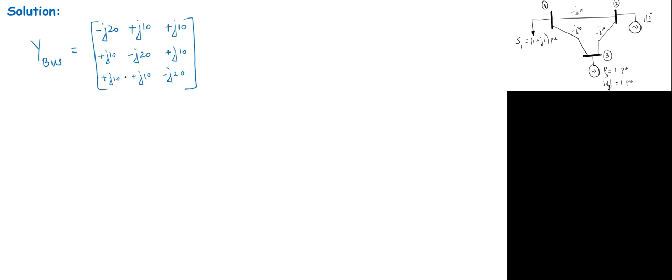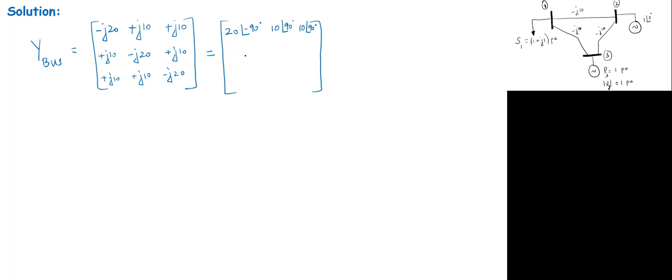This bus admittance matrix is expressed in Cartesian form. It will be helpful for us to represent the same bus admittance matrix by using a polar form of representation. So let's do that quickly. In polar form, I will have 20 at an angle of negative 90 degrees, 10 at an angle of plus 90 degrees, and 10 at an angle of plus 90 degrees, where 20 is the magnitude of the admittance and negative 90 corresponds to the angle of the admittance.